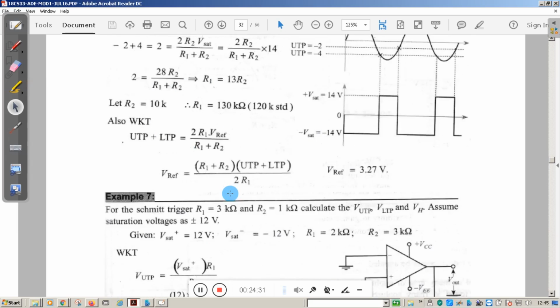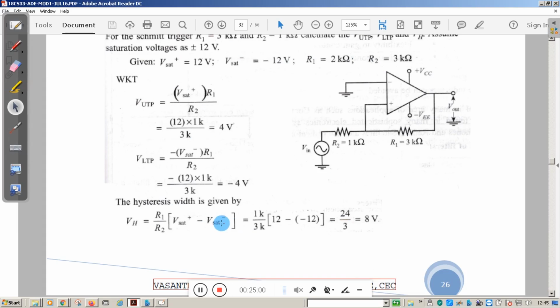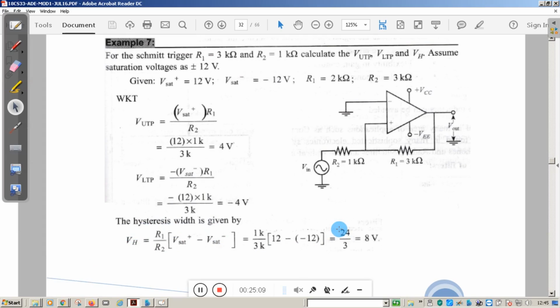For the Schmitt trigger, R1 is 3 kilo ohm, R2 is equal to 1 kilo ohm. Calculate UTP, LTP, VH. Assume saturation voltage is 12 volt. So saturation voltage is 12 volt is given, that is V saturation positive and V saturation negative is 12. R1 is there, R2 is there. Then we know this expression for VUTP. Substitute the values, you will get UTP point is 4 volt and LTP point is minus 4 volt, and hysteresis width is given by this equation. Substitute this, you will get hysteresis value equal to 8 volt.